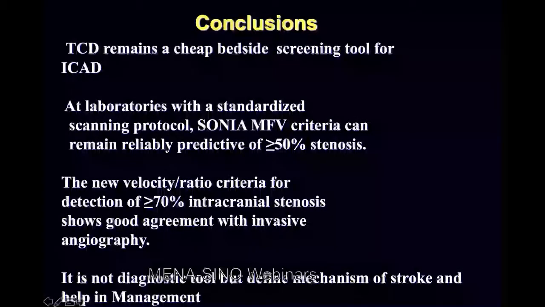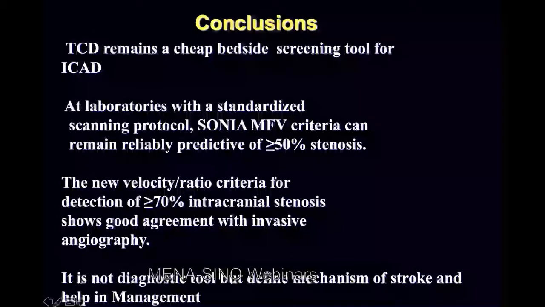So my conclusion: I think TCD remains a cheap bedside screening tool for intracranial atherosclerotic disease. With a standard screening protocol, you can use the mean flow velocity criteria to define more than 50% stenosis. If you're keen on defining more than 70% stenosis, I advise you to use the stenotic velocity to the pre-stenotic area velocity. That's what we propose in our paper, a stenotic to pre-stenotic ratio of more than 3, which has an excellent agreement with the cerebral angiograms.